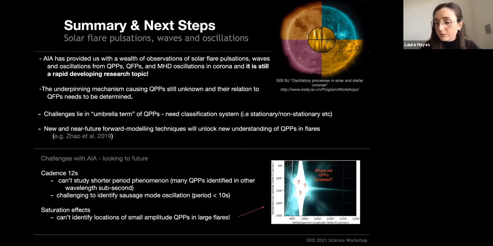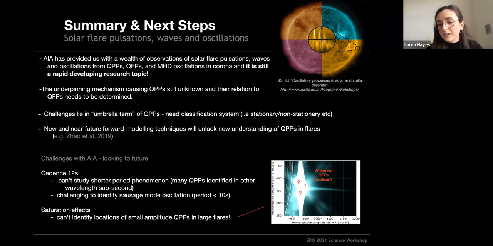Now, there are some challenges, of course, with AIA. However, as it's given us an awful lot of new observations and new things we can learn, we are still limited by a cadence of 12 seconds. As I said, pulsations seen in other instruments, such as radio observations, can go down to sub-second. So we really can't identify pulsations and oscillations below 24 seconds, the Nyquist period of the cadence. That would be really nice looking forward to the future, particularly when we're looking at sausage mode oscillations, because at the moment with AIA, we just can't do that with the period, with the cadence that we have.